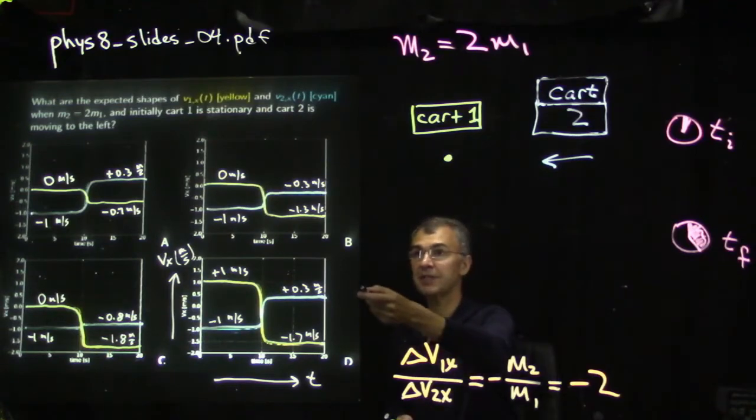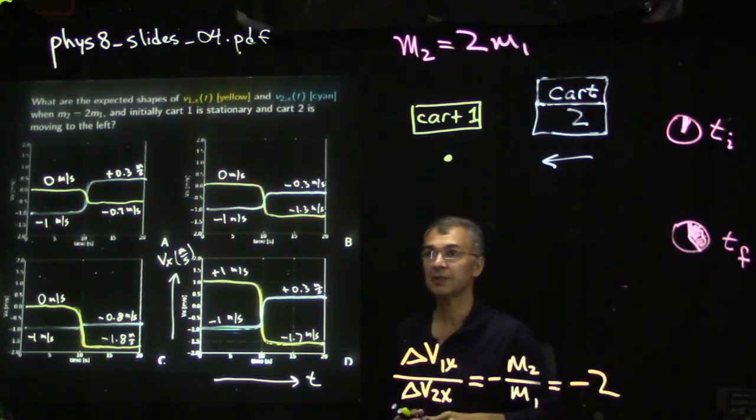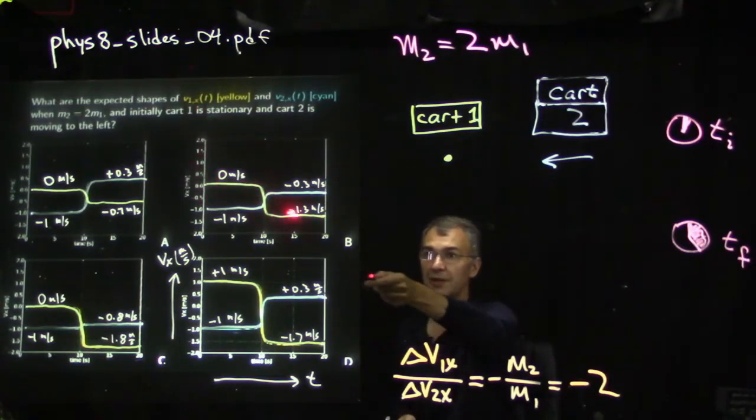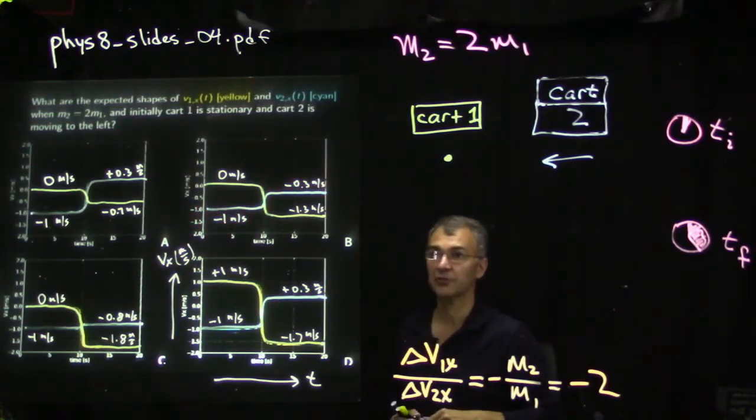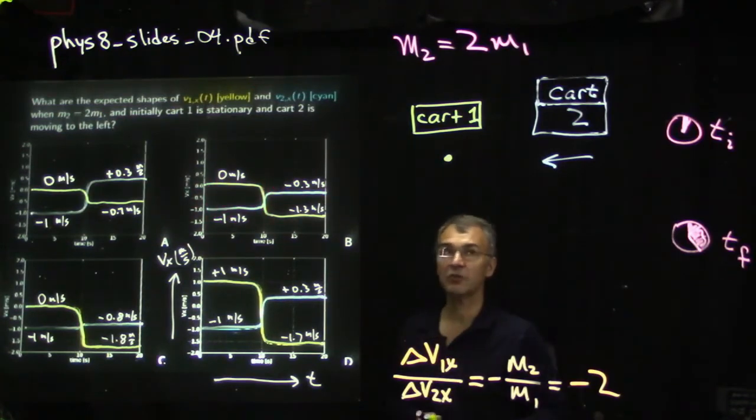If you look at B, cart 1 undergoes a change from 0 to minus 1.3 meters per second, so that's a change of minus 1.3. Cart 2 undergoes a change from minus 1 to minus 0.3. That's plus 0.7. So we have plus 0.7 and minus 1.3. That seems to be a 2-to-1 ratio in the correct direction. So I think I like B.